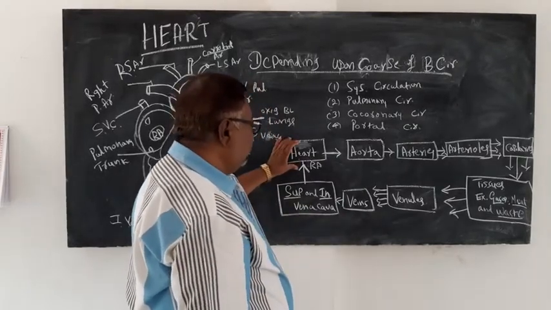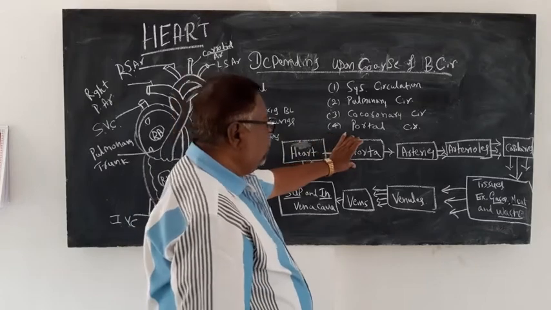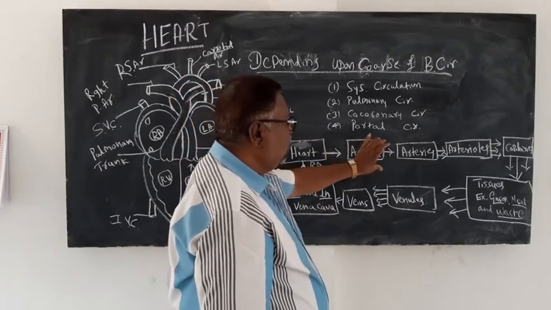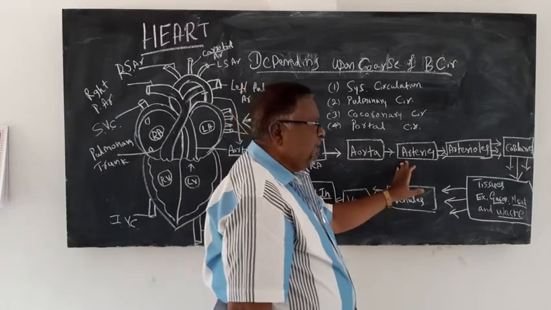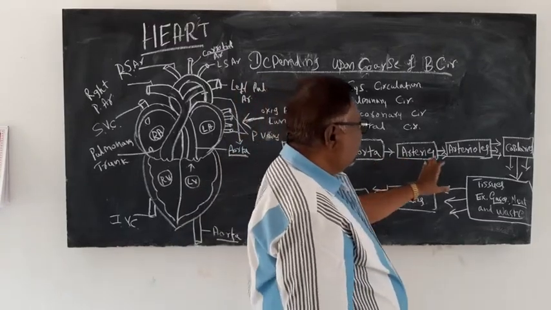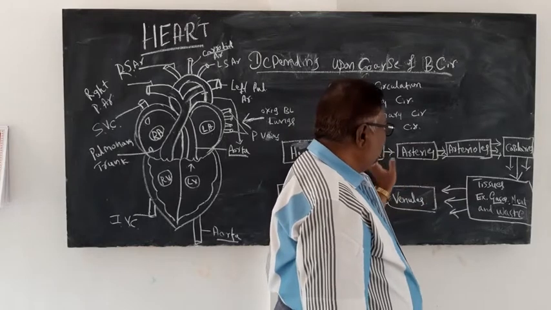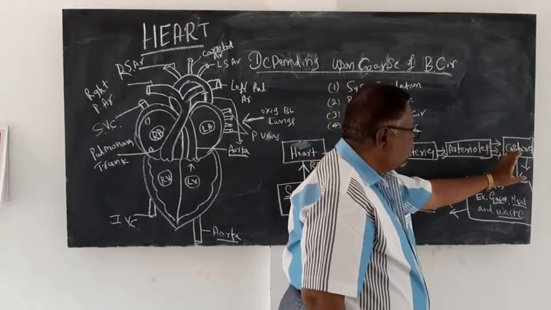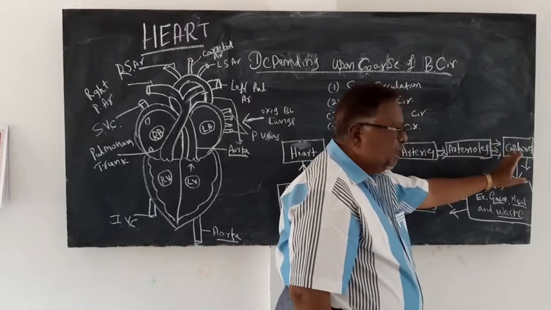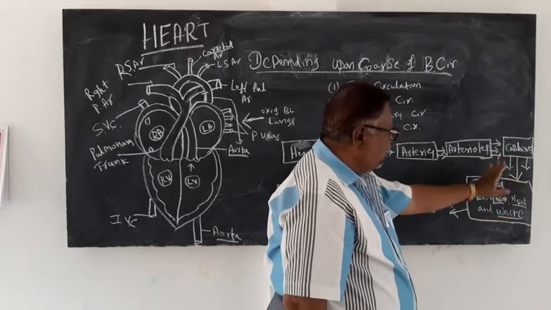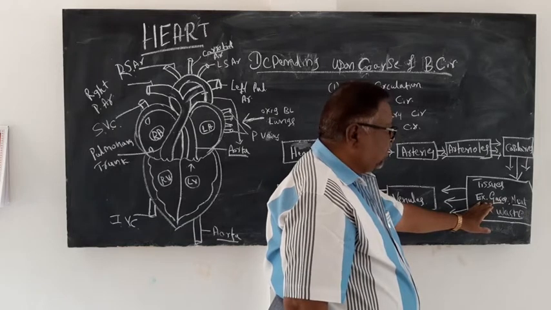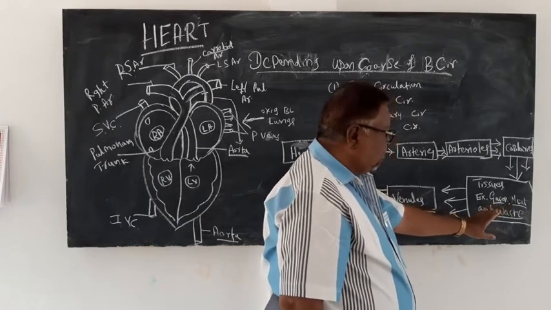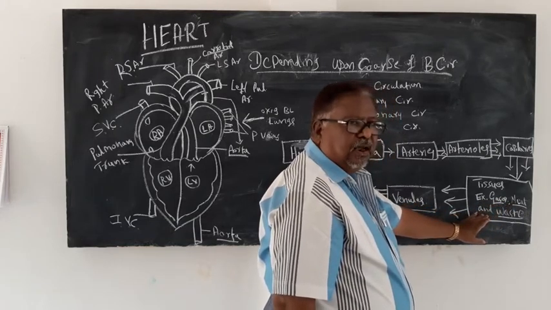The blood from the heart is pumped into the aorta. Then this blood goes into arteries. The aorta divides into arteries, and these arteries into arterioles. So the blood moves like this and comes to the capillary. Then, at last, the blood comes to the tissues. So in the tissues, the gaseous exchange takes place, nutrient exchange takes place, and the waste exchange takes place.